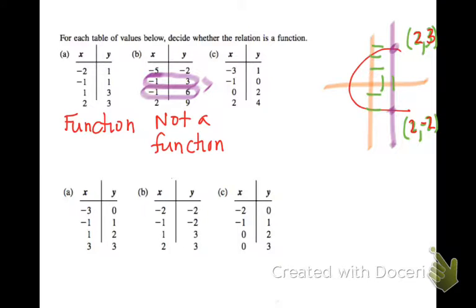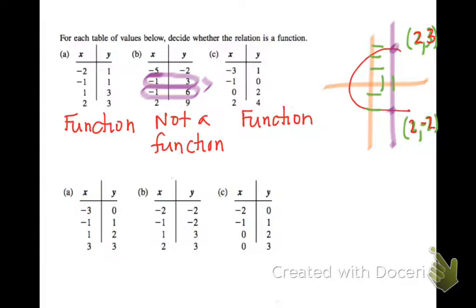Let's look at the next one. I have my input values of negative 3, negative 1, different. 0 is not the same as either of the inputs, and 2. All the input values are different, so this is automatically a function. There's nowhere it's going to fail the vertical line test if I were to graph them. I want you to go ahead and try the next 3 on your own, and pause the video and come back to check your answer.